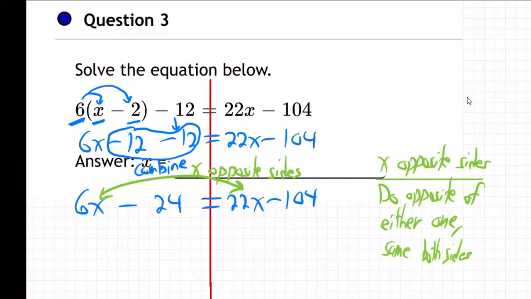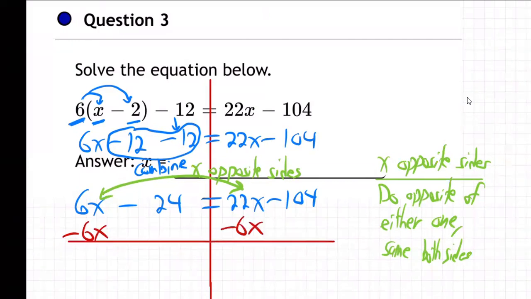Or I think I'm going to go the other way this time. I think I'm going to go minus 6x. I'm going to get rid of the lower one, but you don't have to do the lower one. You can do the bigger one or the lower one. It doesn't matter. Just do the opposite of either one. Okay, and now these two will cancel, right?